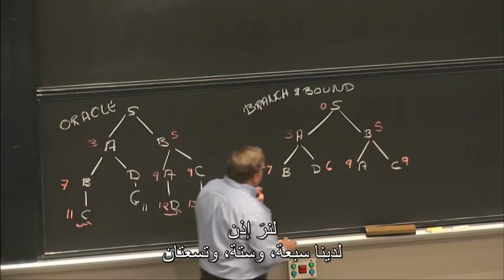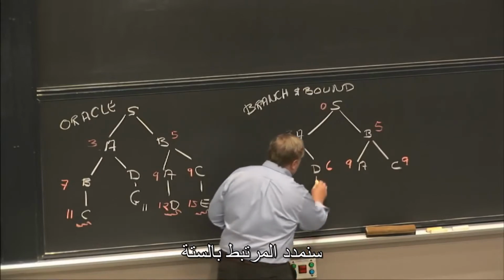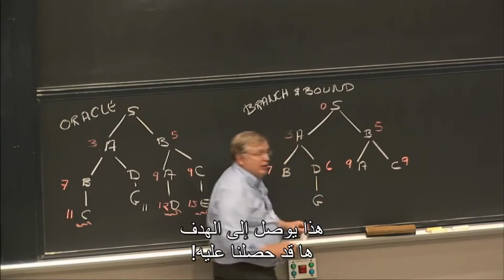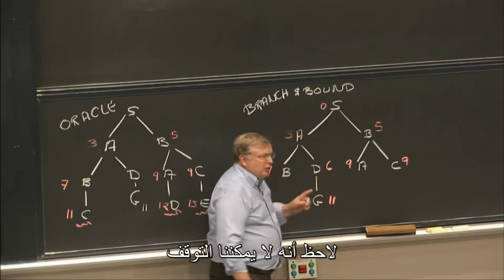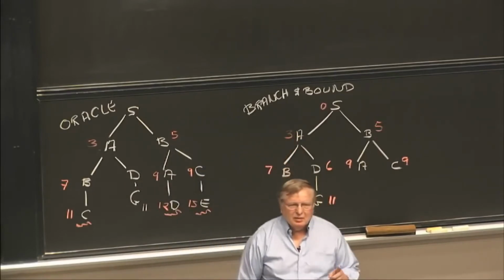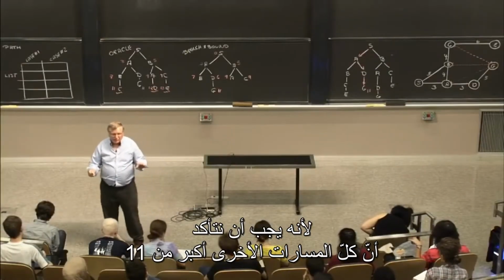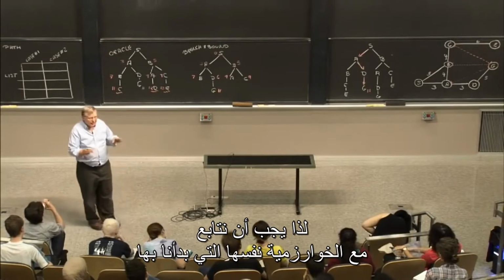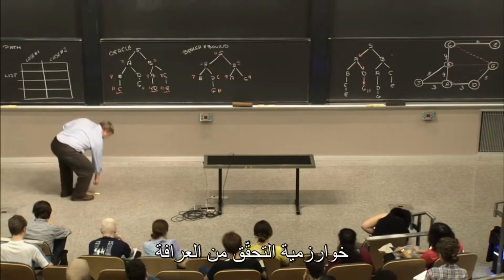So let's see, we've got the 7, 6, and 2 9s. We're going to extend the one that's 6. That gets us to the goal. Boom, we've got it. And we've got a path length of 11. But note that we can't quit because we have to be sure that all other paths are longer than 11. So now we have to carry on with the same algorithm that we started with, the oracle checking algorithm.